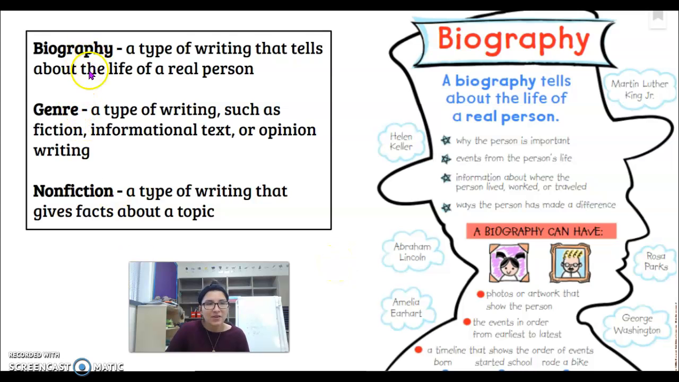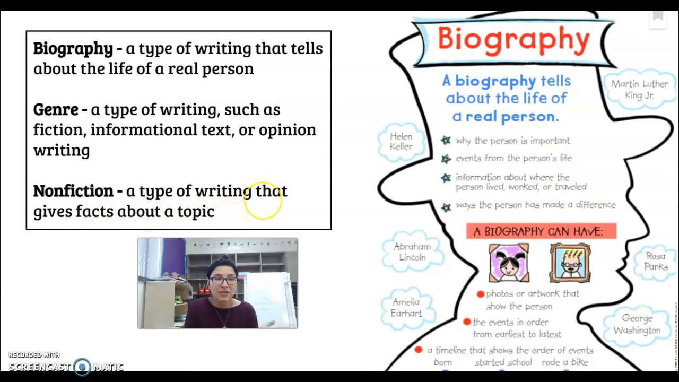So I hope you enjoyed learning a little bit of information about Mr. Rogers. Let's go ahead and go over these words one more time. Biography, a type of writing that tells about the life of a real person. Genre, a type of writing such as fiction, informational text, or opinion writing, or fantasy, or narrative nonfiction, or a biography, just a different type of writing. Nonfiction, a type of writing that gives facts about a topic. So you're actually going to learn from nonfiction, okay?